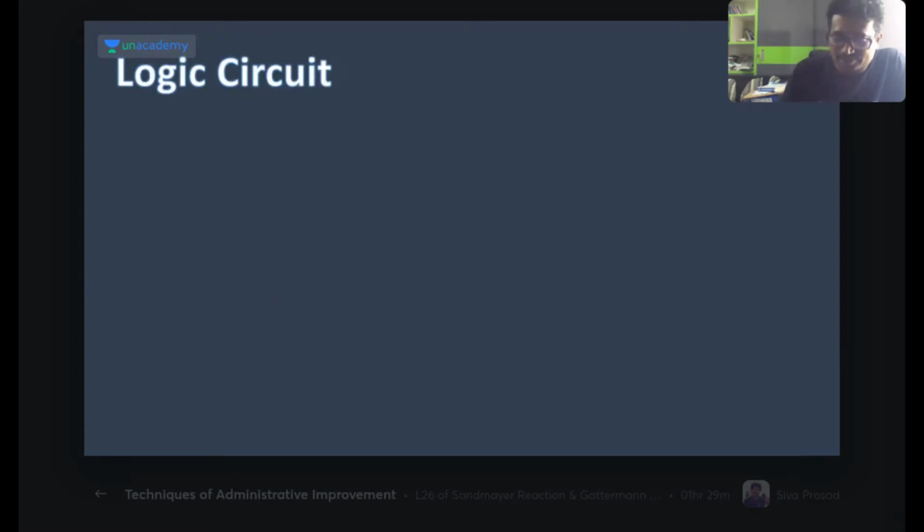Next, let us see the logic circuit. Try to roughly prepare these notes and listen carefully. What is the sum expression? The sum expression is A XOR B. And what is the carry expression? AB is the carry expression.